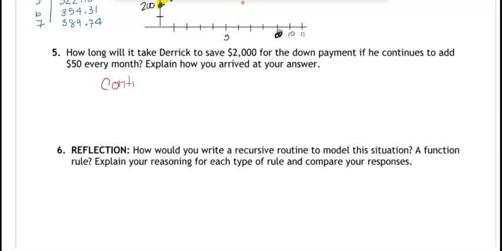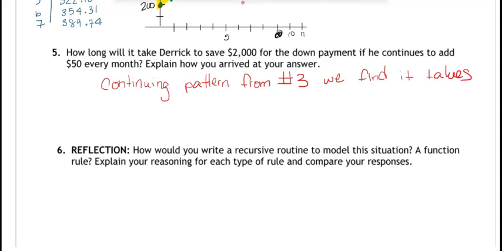Continuing the pattern from number 3, we find it takes 14 months.